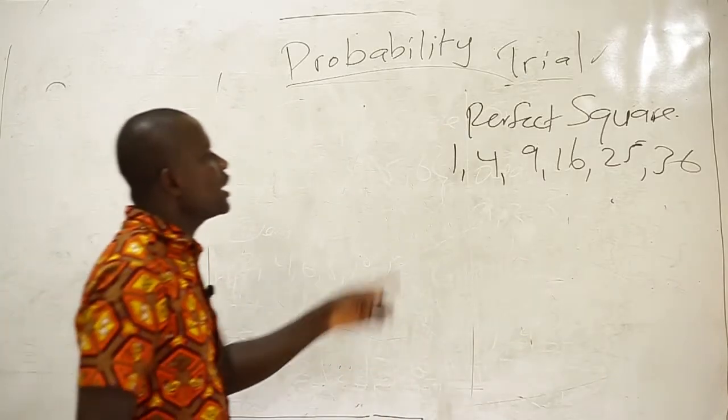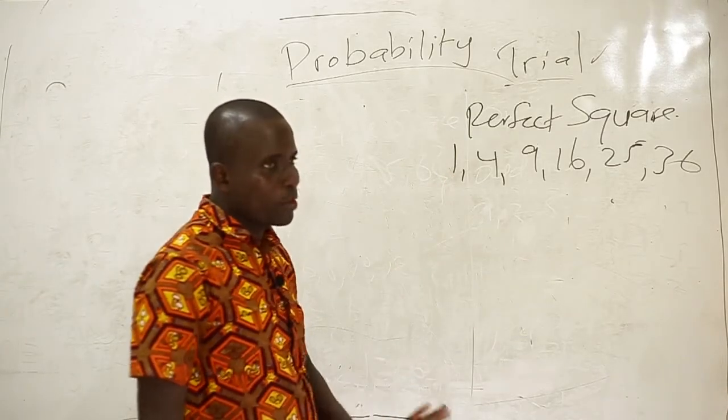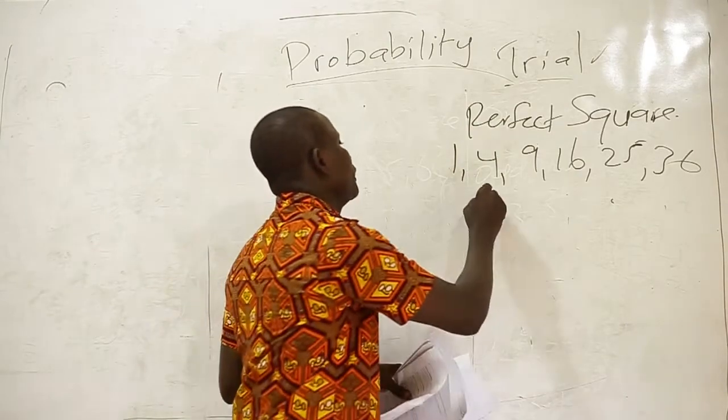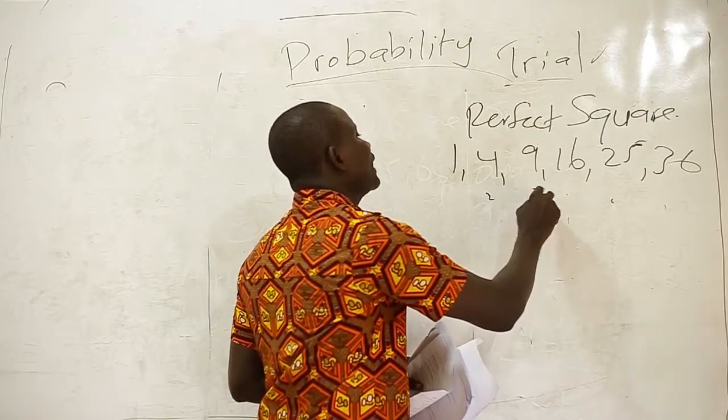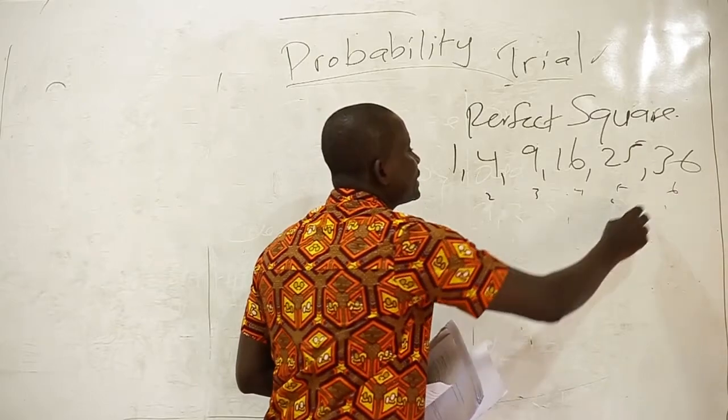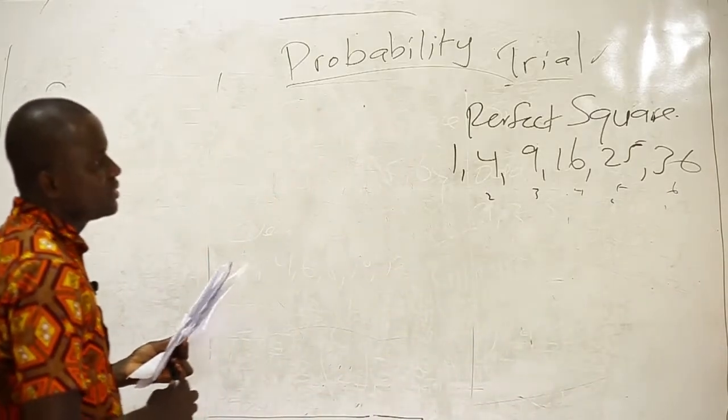That means if I find the square root of 1, I'll get 1, no remainder. If I find the square root of 4, I'll get 2, right? Square root of 9, I get 3. Square root of 16, I get 4. Square root of 25, I get 5. Square root of 36, I get 6. Have you seen the trend?